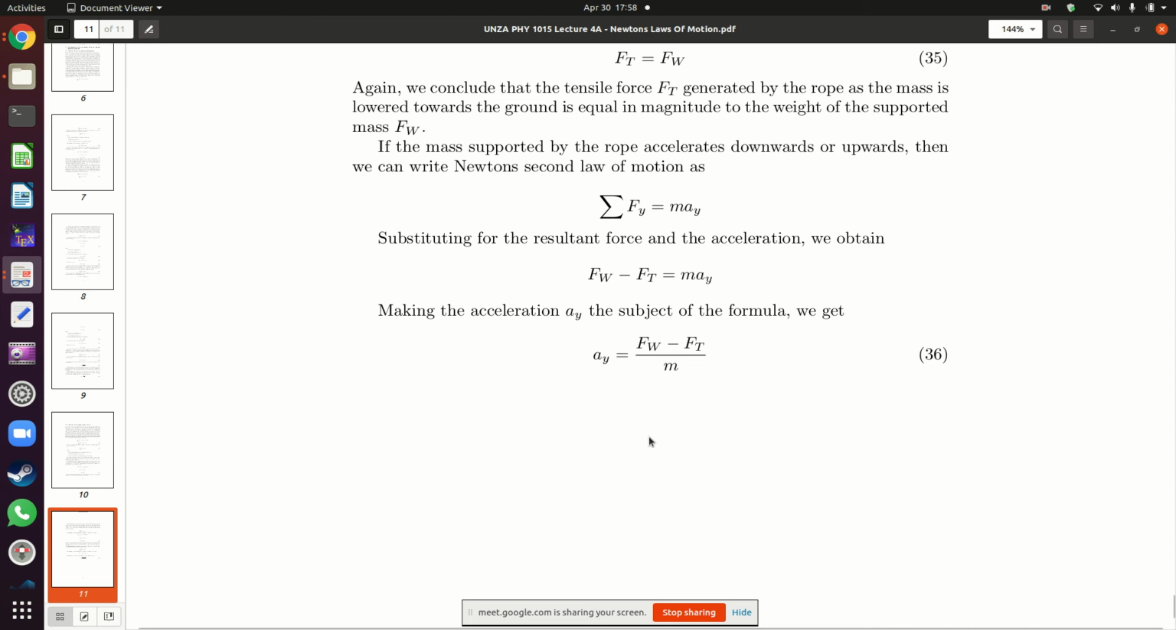So for each mass, you work out the resultant force. You do the same things I've been doing for each mass. However, what you're supposed to be aware of is that the acceleration for these masses, because they're connected by a rope, will be the same. Are we clear?